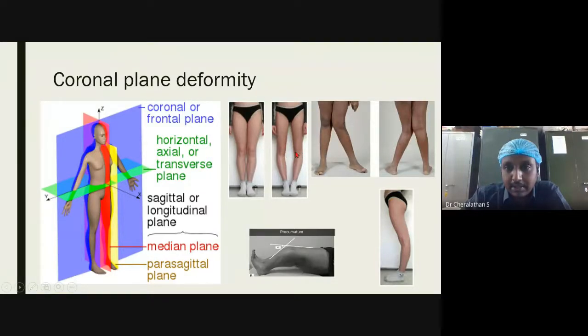The knees separate and the malleoli come together. Whereas the opposite happens here. The knees come together and the malleoli go apart. Is this clear? So this is varus deformity. This is valgus deformity. Now there is also deformity in the sagittal plane. If you see here, if the knee is the center point here, if the leg goes back, we call it as a procurvatum deformity. Otherwise, the knee comes forward.